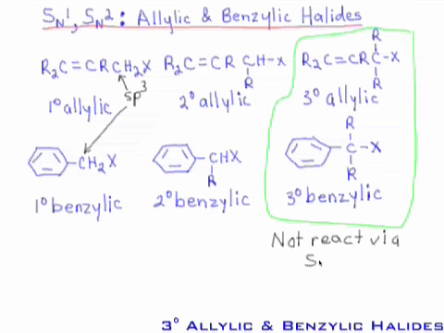Remember, the SN2 mechanism involves nucleophilic backside attack, and because of that, it must attack the carbon from the backside, and steric hindrance plays a big factor. Typically, tertiaries cannot be attacked in this manner. So due to steric hindrance, tertiary allylic and benzylic do not go SN2. They will go SN1.